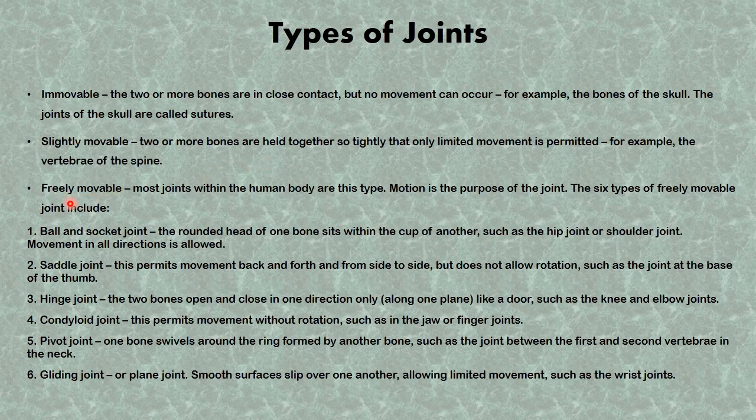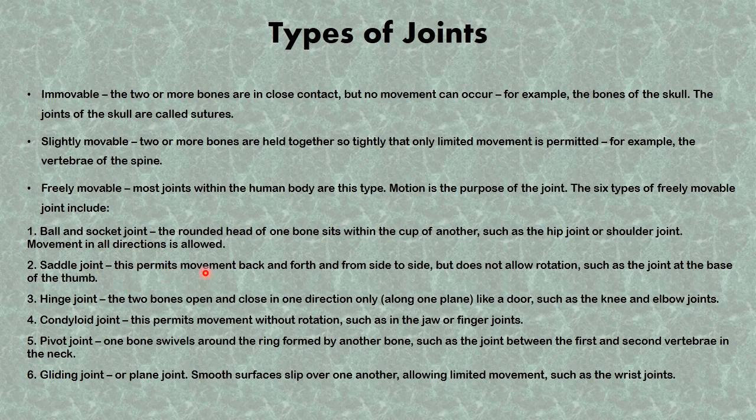Now we have freely movable joints. Most joints within the human body are this type. Motion is the purpose of the joint. Now under movable joints, we have 6 types of freely movable joints, which include ball and socket joints. The rounded head of one bone sits within the other, such as the hip joint or the shoulder joint, which allows movement in all directions. Now the ball and socket joints allow movement in all directions.